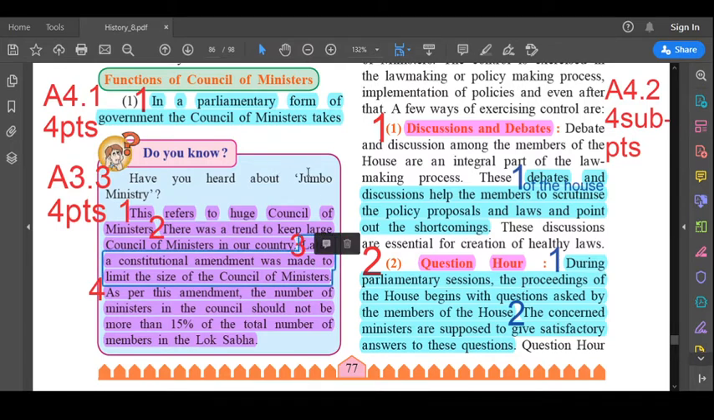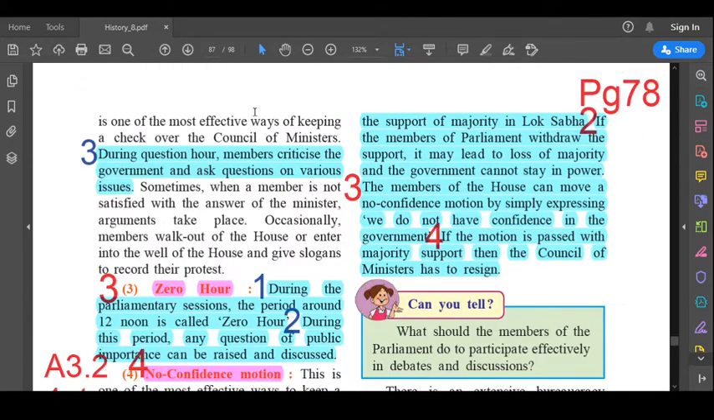Third point, later, a constitutional amendment was made to limit the size of the Council of Ministers. Fourth and the last point, as per this amendment, the number of ministers in the council should not be more than 15% of the total number of members in the Lok Sabha. So this was the answer for Jumbo Ministry. That is answer 3.3, which comprises of 4 points. Next question.